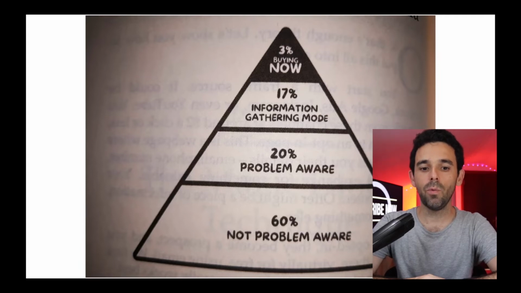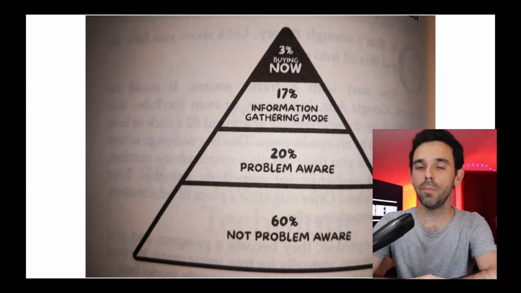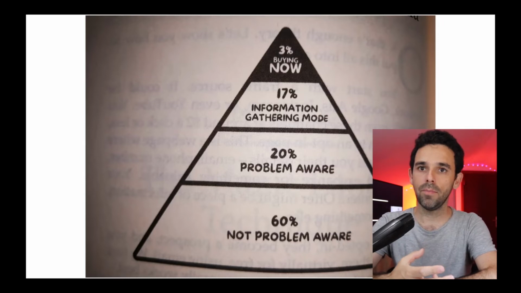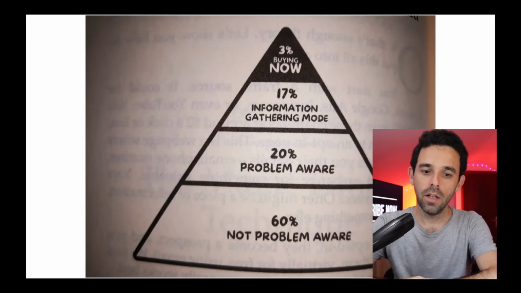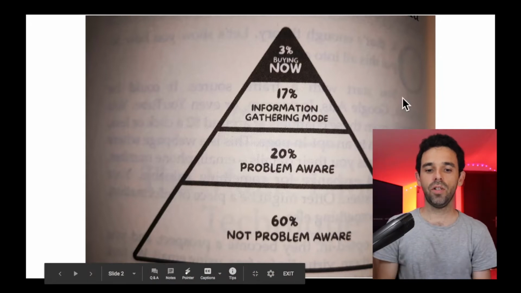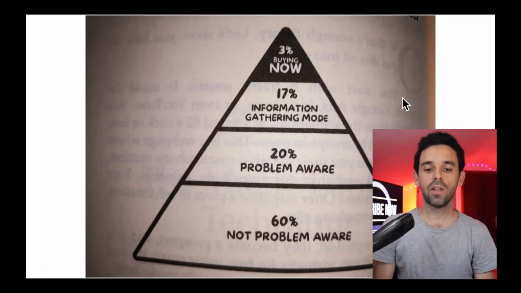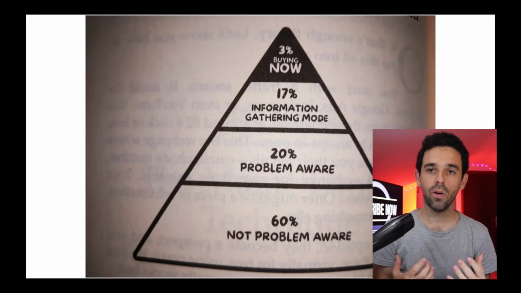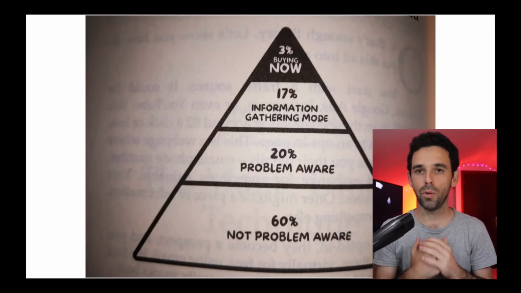And then we have the 20% that are problem aware. They're aware of the problem that you might be promoting, right? And that is 20%. And then we have the 60%, which is massive, which is not problem aware. So they don't know anything about what you're promoting.